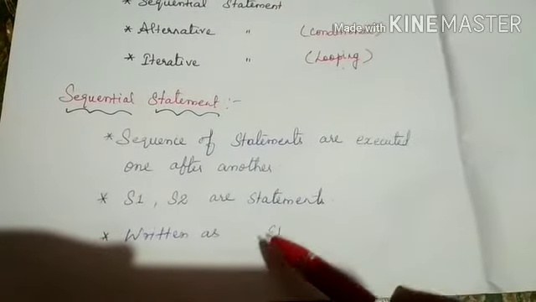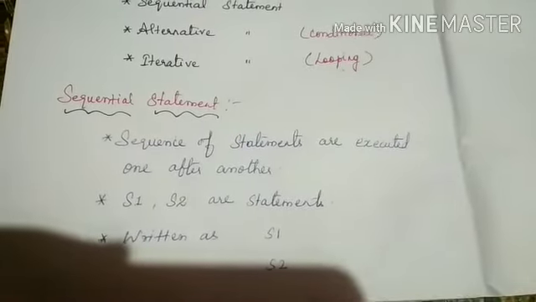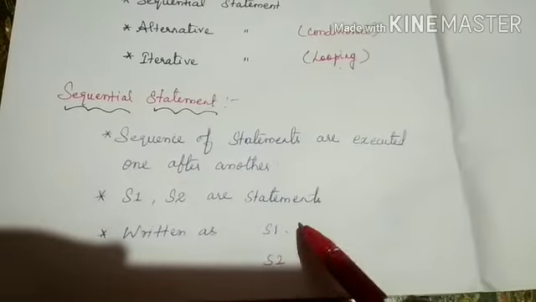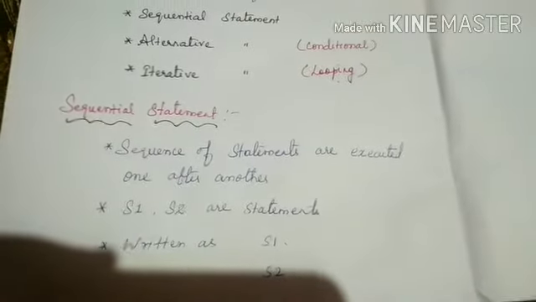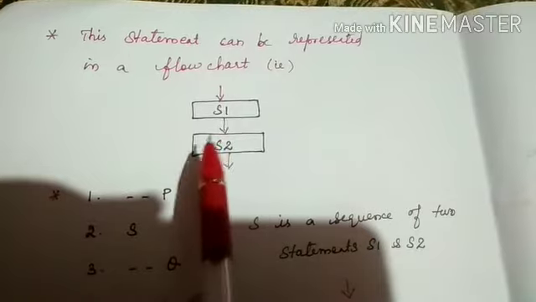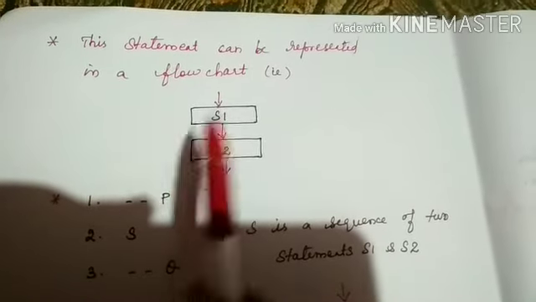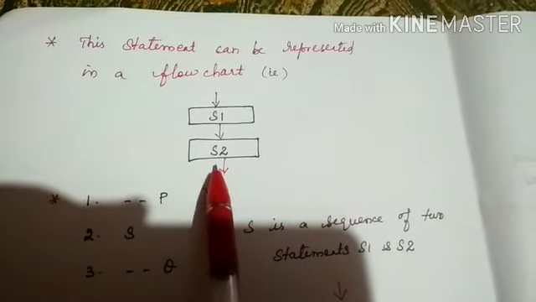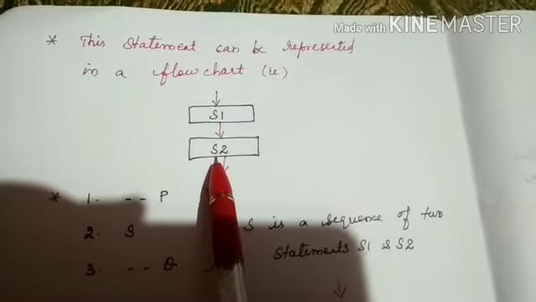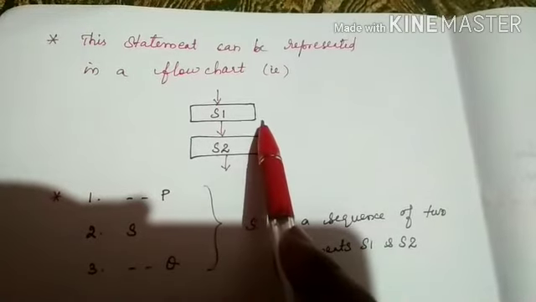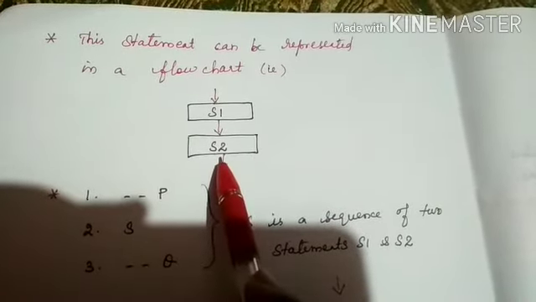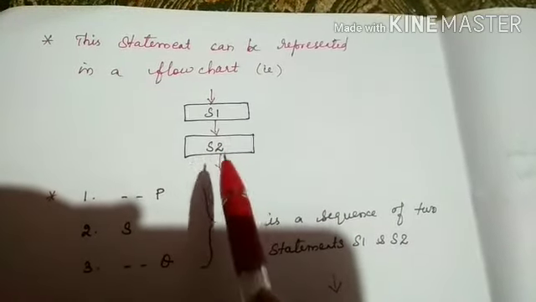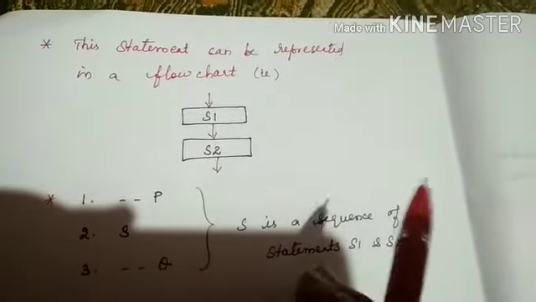Based on these statements, how to draw the flowchart? These two are the statements, statement 1 and statement 2. That is how the statements are represented in a flowchart. Here both of them are statements, so we draw a rectangular shape and put S1 and then S2. First S1 is executed and then S2 is executed. This is the sequential statement. Processes are done one by one, that is named as sequential statement.